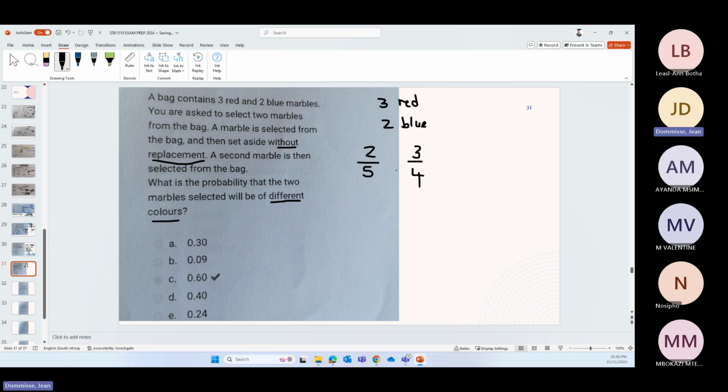Okay, does that make sense at all? But if it was red first, it's 3 out of 5. Then one red is gone, and then another color needs to be blue. Then it is 2 out of 4. Okay, so what is the probability that the 2 marbles selected will be of different colors?